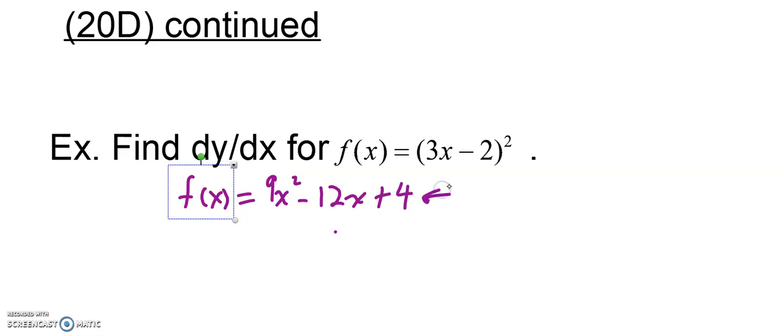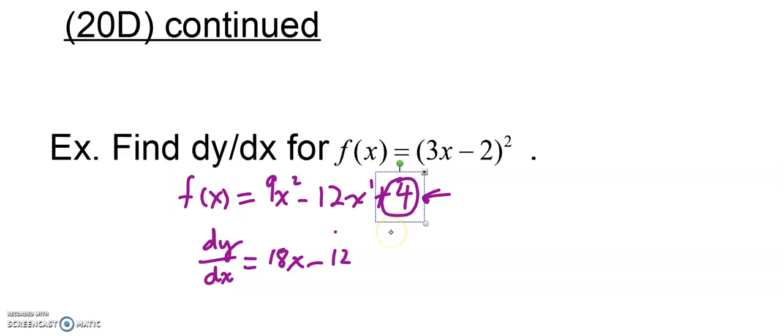Now, this is going to be really familiar, I hope, from the last homework on how to find this derivative. To find dy dx, and don't forget f of x is the same thing as y, that would equal, using the power rule, bring the 2 down, 18x minus, bring the 1 down, 1 times negative 12 is negative 12, and x to the 0 is 1, so just negative 12. And then the derivative of any constant like 4 we said yesterday was 0. So my derivative is dy dx equals 18x minus 12.